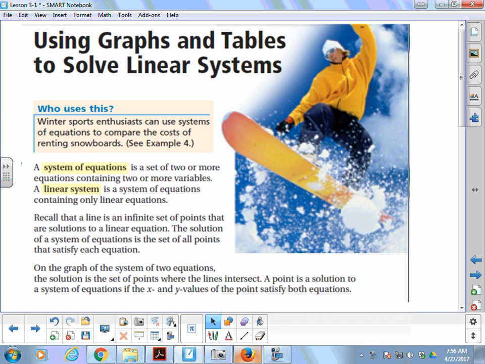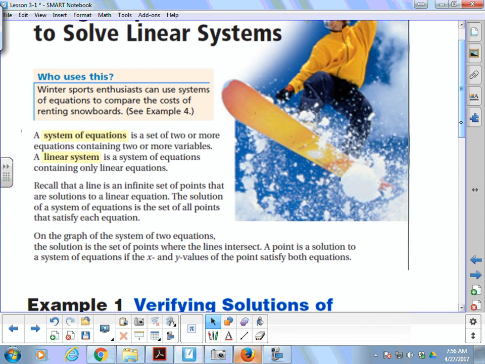So graphing inequalities, where we're going to shade again, but it's going to be where we're shading two regions to get a complete solution. A system of equations is a set of two or more equations containing two or more variables. So you might have x and y. There are systems with three equations and three variables. We're not going to cover them, but I will make those available for those of you who are interested. Then you can do those for extra credit.